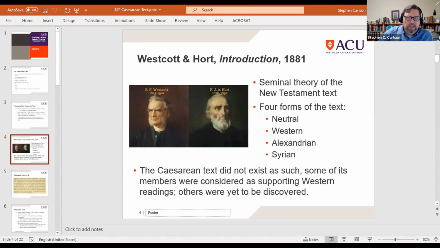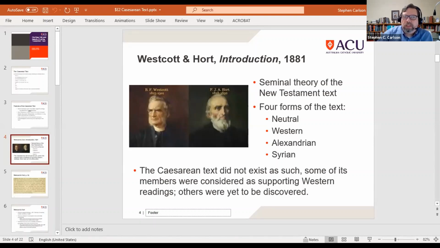I think in Paul and Galatians, they're right that those two are among the earliest and best witnesses of the text, but you have to look at others. But for Westcott and Hort, the Caesarean text did not exist at all. Most of the manuscripts that have been argued for it weren't discovered yet, so they couldn't have known about that. But of the ones that they did know, they just thought that they were kind of these rare manuscripts that occasionally supported what they called Western readings.